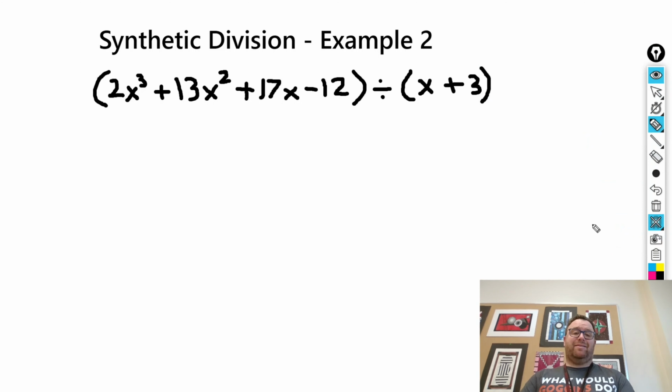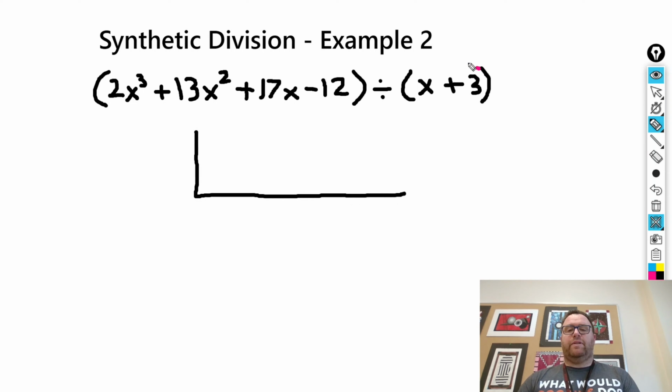Okay, in this next synthetic division example, we're going to divide the cubic 2x cubed plus 13x squared plus 17x minus 12 by the binomial x plus 3. So let's set up our synthetic division here. Keep in mind that whatever the sign of this number is, we're going to change it and write it on the outside. So I'm going to write a minus 3 on the outside. On the inside, I'm going to take each of these coefficients and the constant here and write them down. So I'll do 2x cubed, we move to 13x squared, then 17, and then negative 12.